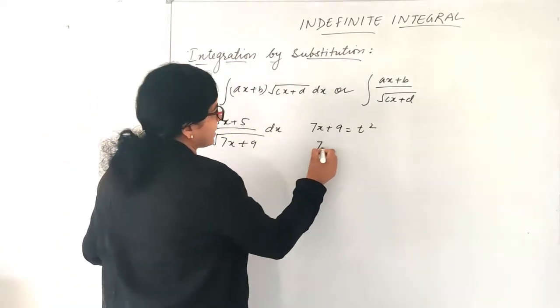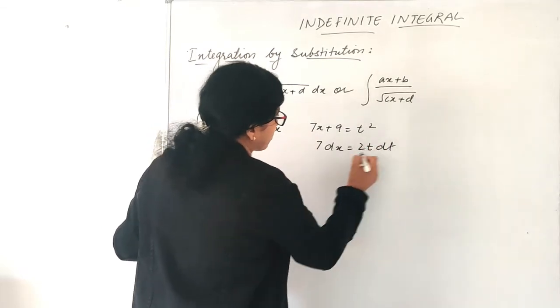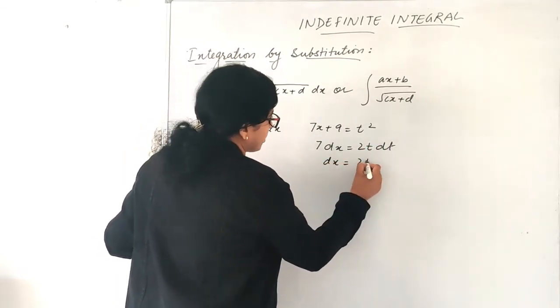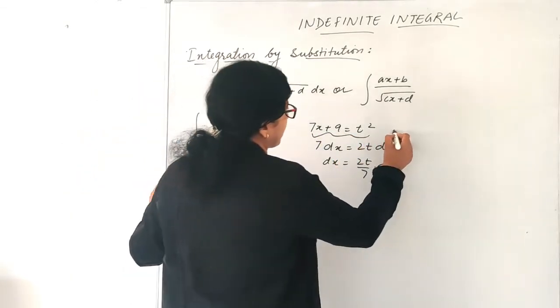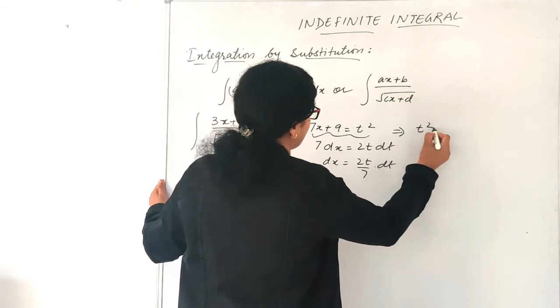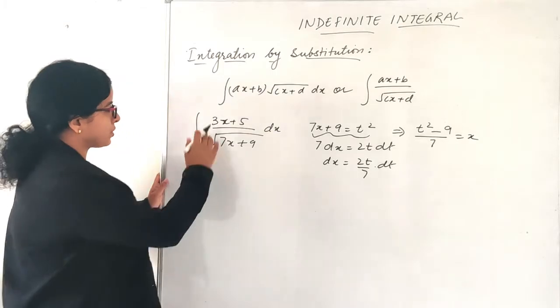And it will become 7 dx is equal to 2t dt. T square differential is 2t, right? So dx is equal to 2t upon 7. Now from here I'll find out the value of x. So what will it become? It will be t square minus 9 upon 7. Is that clear? We'll substitute the values over here.